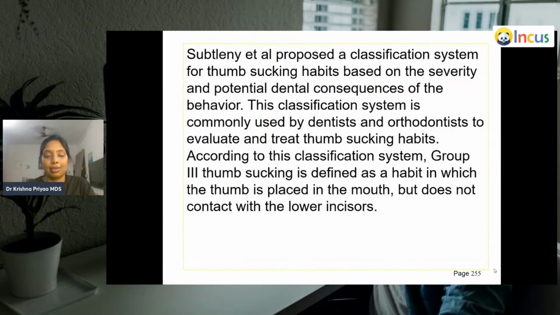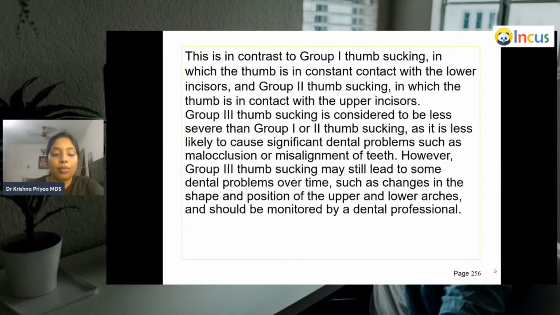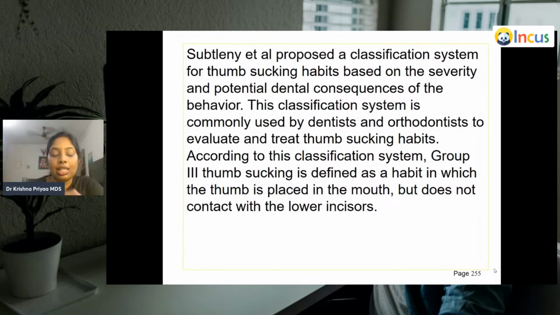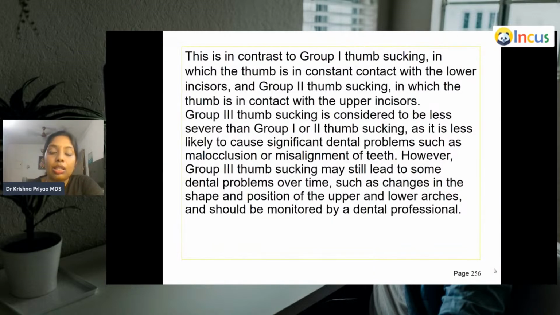Now let us discuss the classification he has given. In group 3, thumb sucking is defined as a habit in which the thumb is placed in the mouth but doesn't contact the lower incisors. In group 1, the thumb is in constant contact with the lower incisors. In group 2, the thumb is in contact with the upper incisors. So group 3 is the one wherein they do not have any contact with the lower incisors, but in groups 1 and 2, they do have contact. Group 3 thumb sucking may lead to some dental problems over time because of continuous pressing against the palate. It may lead to increased overjet and also proclination.